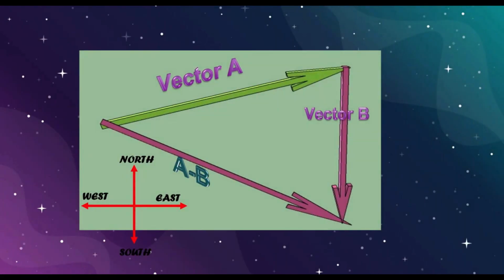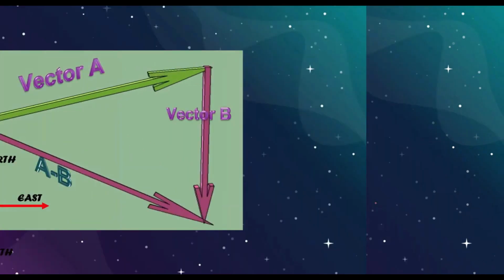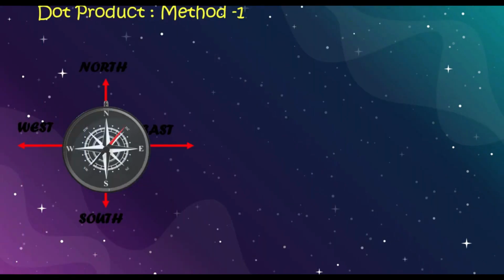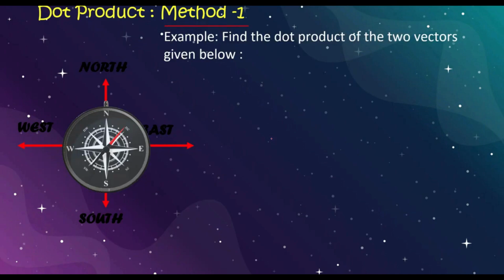Now we may have vectors moving in different directions. So according to that we can use the addition and subtraction of the vectors. In a similar way you can find the subtraction of two vectors. Now let us check out dot products. We will see two methods for finding dot products.